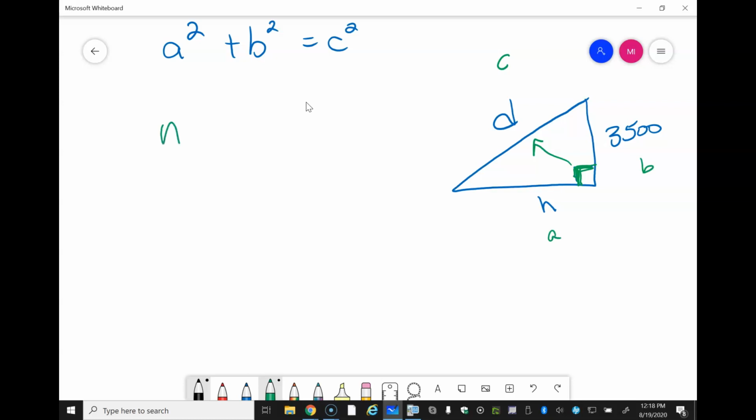So h squared plus b squared, which is 3,500 squared, is equal to d squared. Once again, we're solving for h. So we need to bring this guy over by doing the opposite. So minus 3,500 squared.